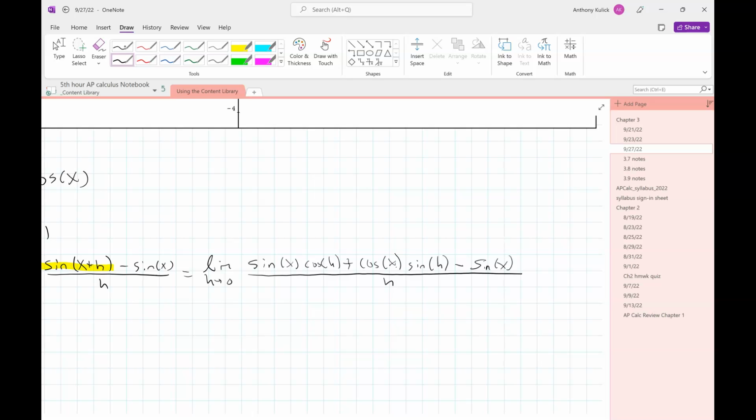Where's the cosine? That's the angle sum formula for sine.